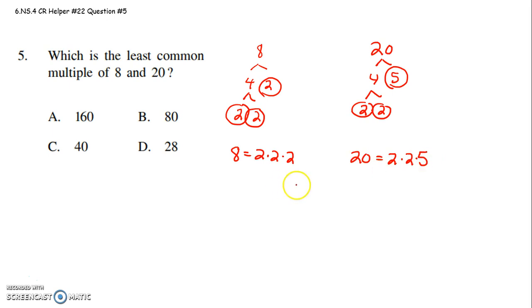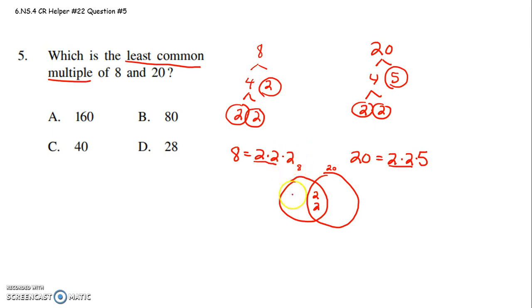All right. I've always liked the way that Mr. Anderson approaches least common multiple and greatest common factor. He has you create a Venn diagram, and one of the circles would represent the 8, the other circle would represent the 20. In the middle is what they have in common. Well, what do they have in common? They have 2 2's in common, so I put my 2 2's there.